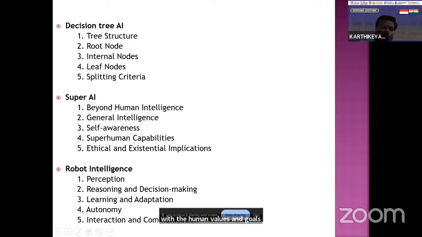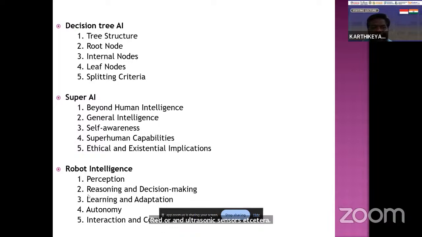And the next type is robot intelligence. Robot intelligence has the following: perception, reasoning and decision making, learning and adaptation, autonomy, and interaction and communication. Robot intelligence following perception involves the ability to perceive and interpret the surrounding environment, using sensors such as cameras, radar, ultrasonic sensors, etc.